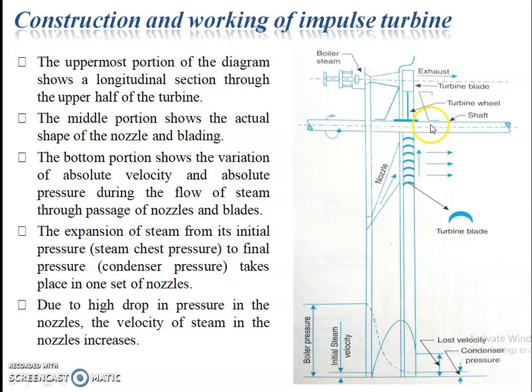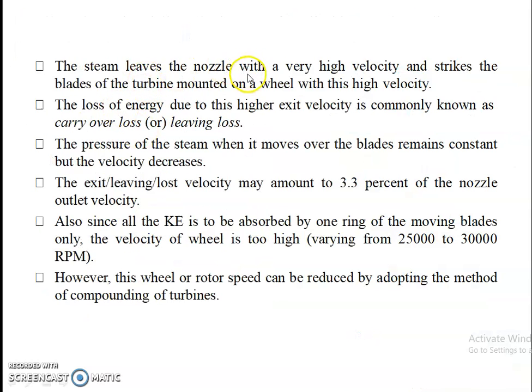The expansion happens in the turbine stage, from the initial pressure, that is the steam chest pressure, to the final pressure, the condenser pressure, and takes place in one set of nozzles. Due to the high pressure drop in the nozzle, the velocity of the steam in the nozzle increases. The steam leaves the nozzle at very high velocity and strikes the blades to rotate the turbine wheel. The loss of energy due to the higher exit velocity is commonly known as carry over loss or leaving loss.